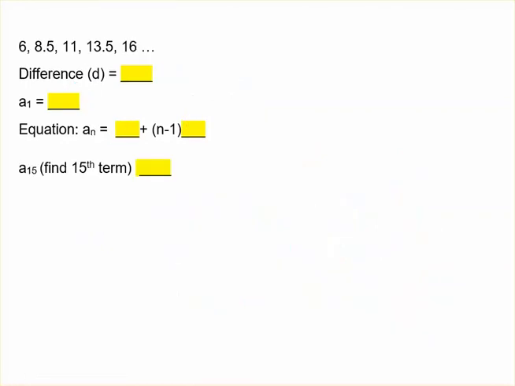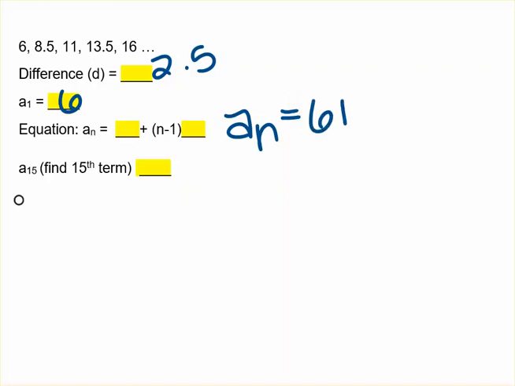Check out this pattern: 6, 8.5, 11, 13.5, and 16. You might need to use your calculator to find the difference. 8.5 minus 6 is 2.5. You want to go ahead and check for each pair to make sure it is an arithmetic sequence. Our first term is 6. So my equation, a sub n, is going to equal 6 plus n minus 1 times 2.5.